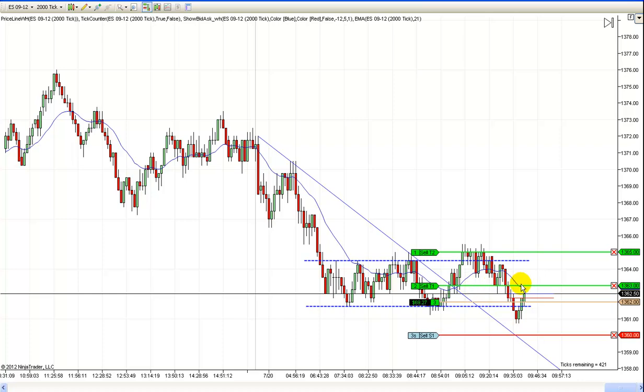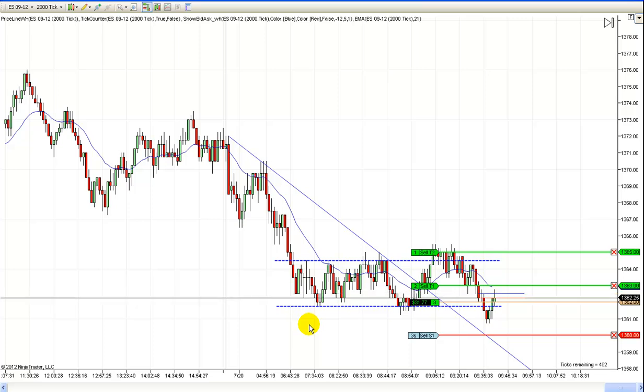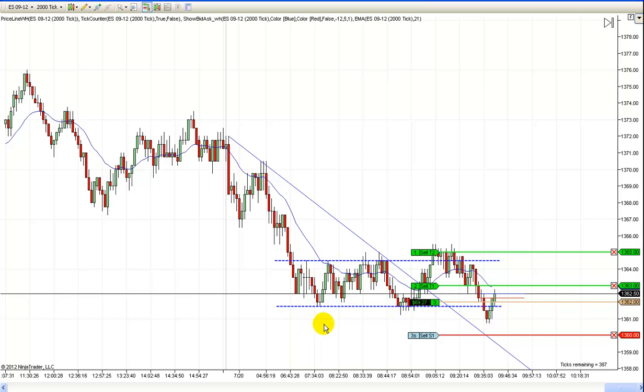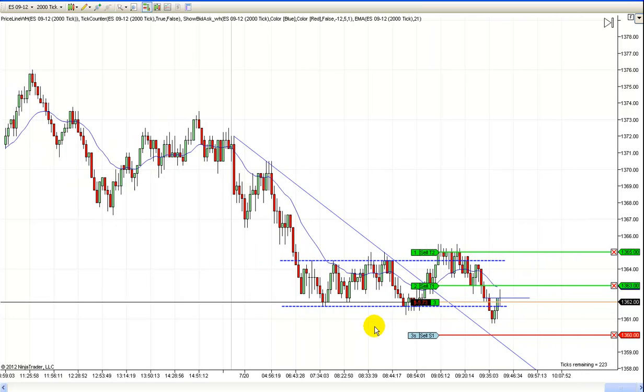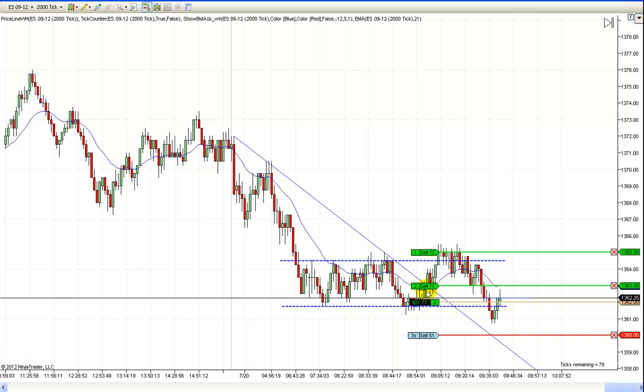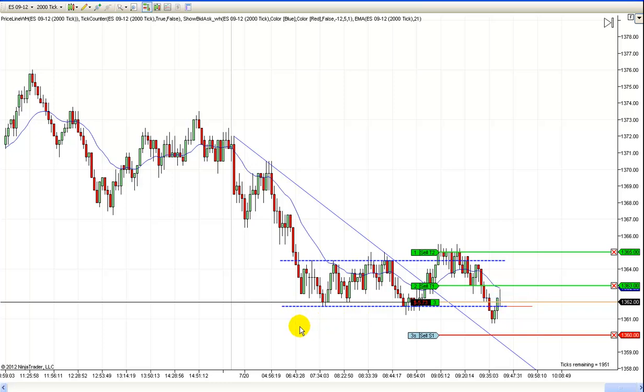Only thing I don't like here is our exit order is right at the EMA, and we're going to get some resistance there, more than likely. And we had a double bottom across here, so that's the pullback to test that double bottom, and so that's why we're getting a little resistance there as well.